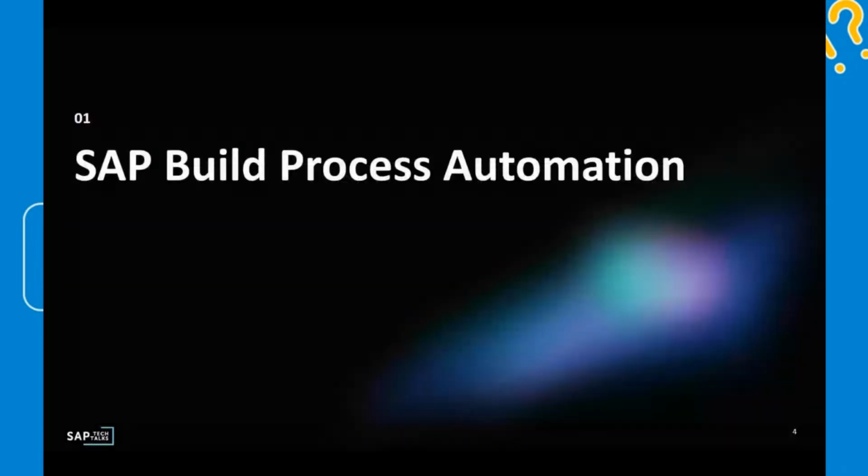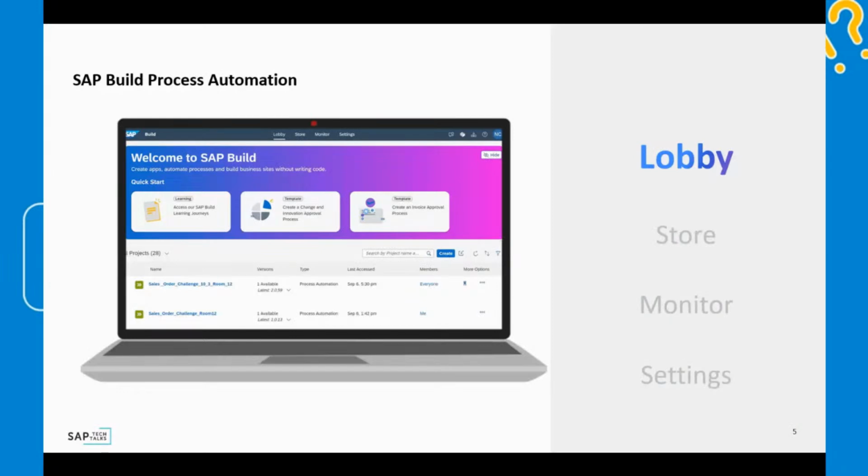Let's start. SAP Build Process Automation combines workflow management, RPA functionality, decision management, process visibility into one intuitive low-code experience. Lobby provides possibility to work with your projects, including creation, renaming, deletion, possibility to release and publish your projects. This is your first entry when you open this application, this service.